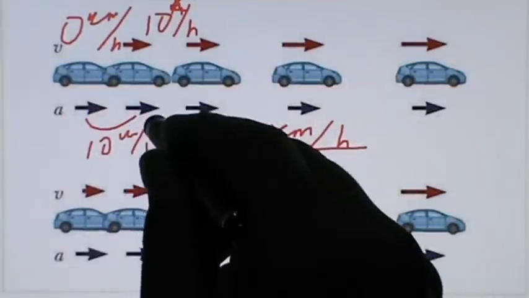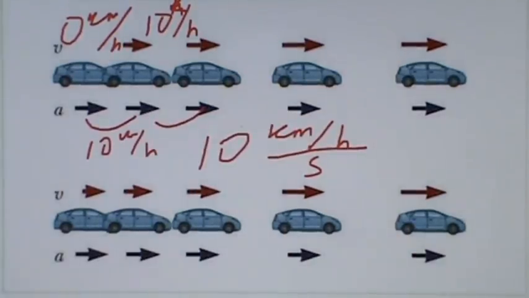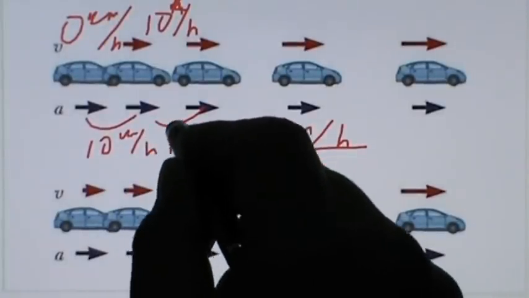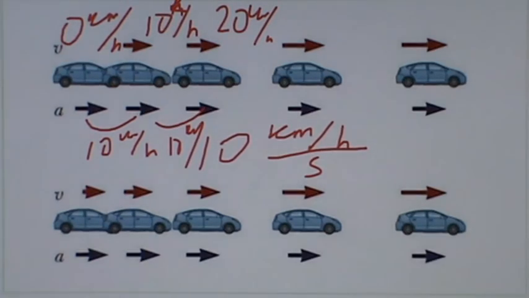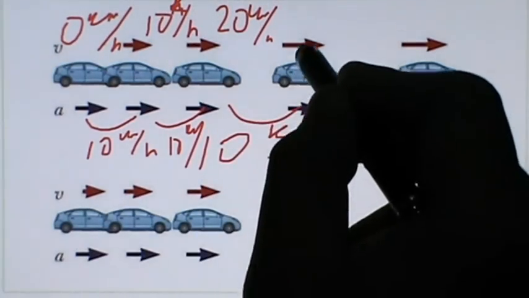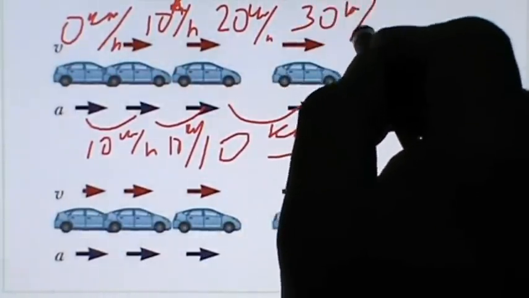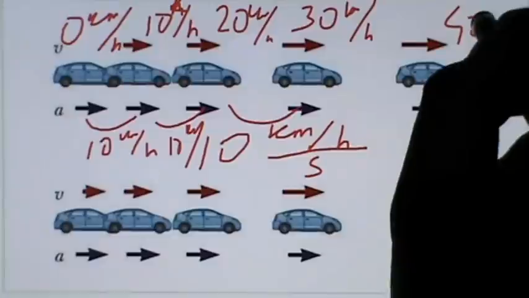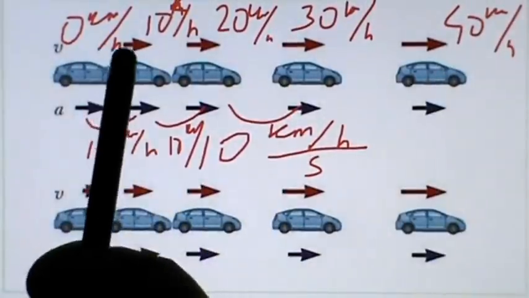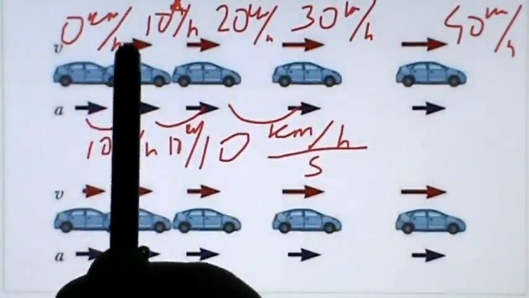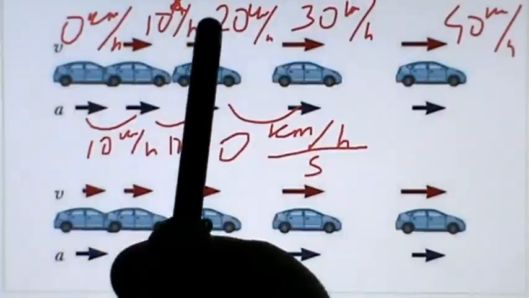And then after 2 seconds, the car will gain another 10 km per hour. So now we add the speed, so it becomes 20 km per hour, and so on. At t equal to 3, the speed becomes 30 km per hour, and then 40 km per hour. So as you can see here, the increase in speed is the same, which is 10.